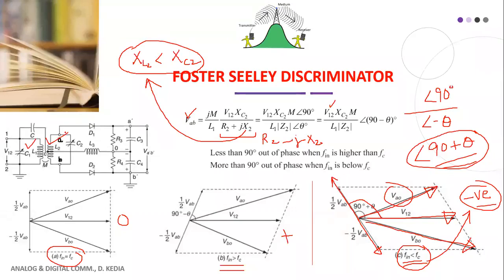And this is how your Foster-Seeley discriminator works. Students, this proof is a bit involved, so I advise you to go through this Foster-Seeley discriminator discussion once again so that you are able to clarify it yourself, and if there is any doubt, you can discuss it in the next class.